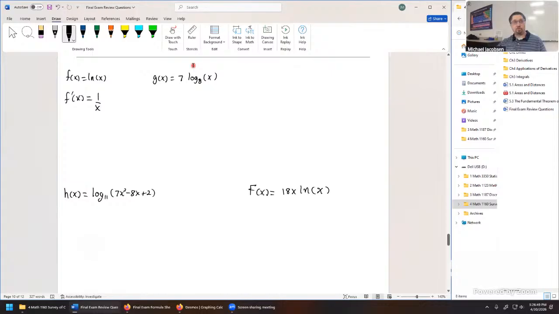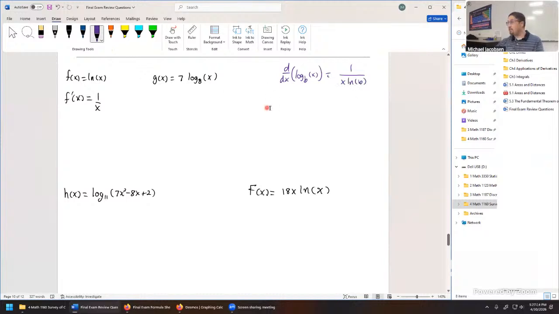On this one, the rules get a little bit more involved. It's a constant multiple rule, but that 7 doesn't really cause any problems. X still goes into the denominator, but here's a related formula that must be memorized for the exam: the derivative with respect to x of log base b of x is 1 over x natural log of b.